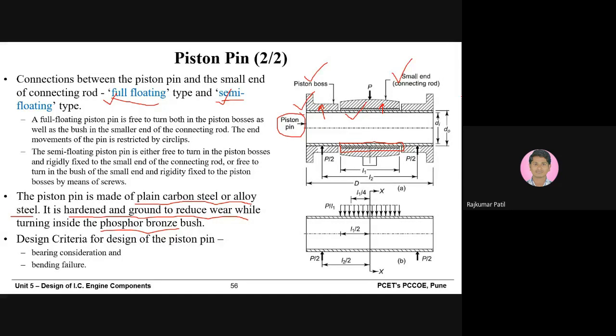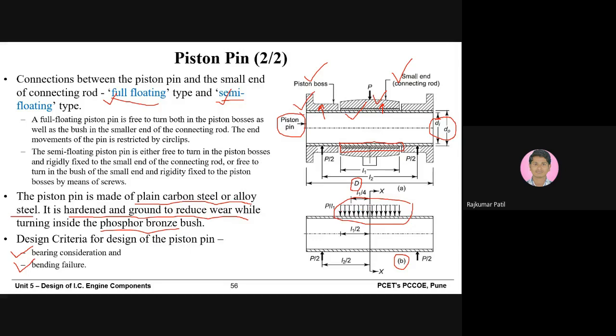Again, how to calculate the dimensions of the piston pin? The important dimension is length, which is generally expressed in terms of bore diameter, and the inner and outer diameter of the piston pin. So there are two criteria. First, the bearing criteria, which is related to side thrust, and second, the criteria related to bending. Here in figure B, you can see the force distribution. This is the uniformly distributed force, and that is due to the connecting rod as it transfers the force from the piston to the crankshaft.